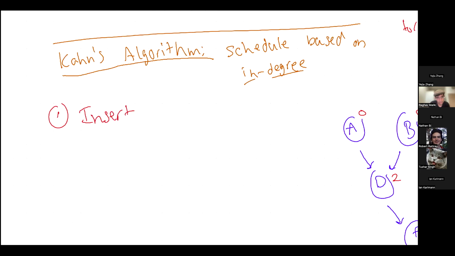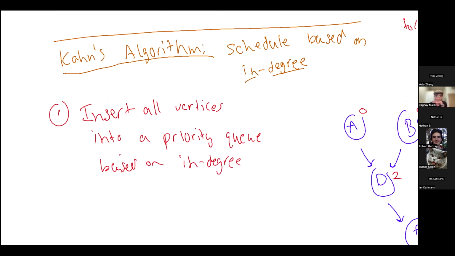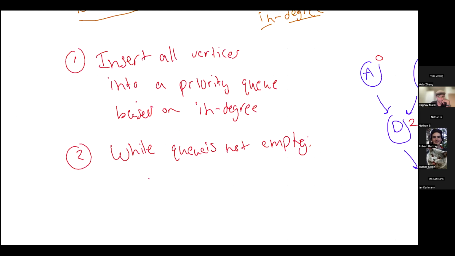insert all vertices into a priority queue based on the in-degree, right? And then we can say while the queue is not empty, we dequeue something from our priority queue, right?